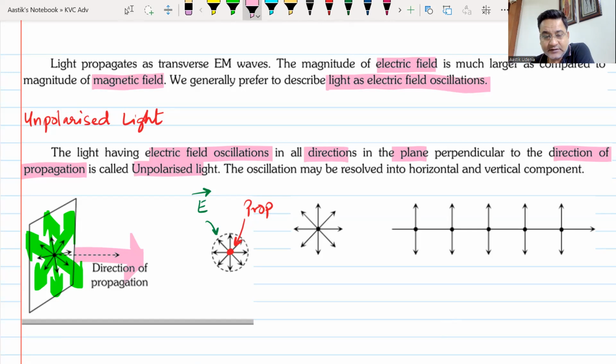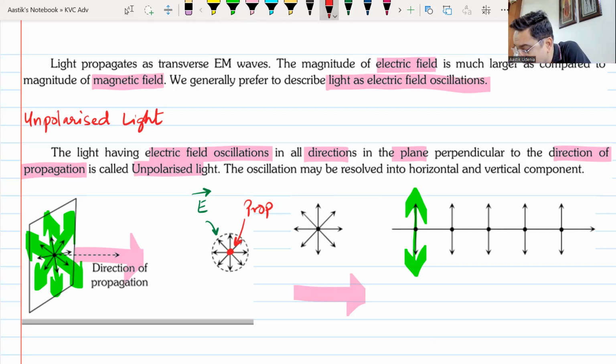So you can resolve this electric field oscillation in this direction. Let us say that the direction of propagation is like this. This is the way in which the wave is propagating. Then you can resolve this electric field in the vertical direction, like this, and in the other direction, which is represented by this dot. Do you see this? Yes, sir. This dot represents along the z-axis, and this green represents along the y-axis because it is in the YZ plane.